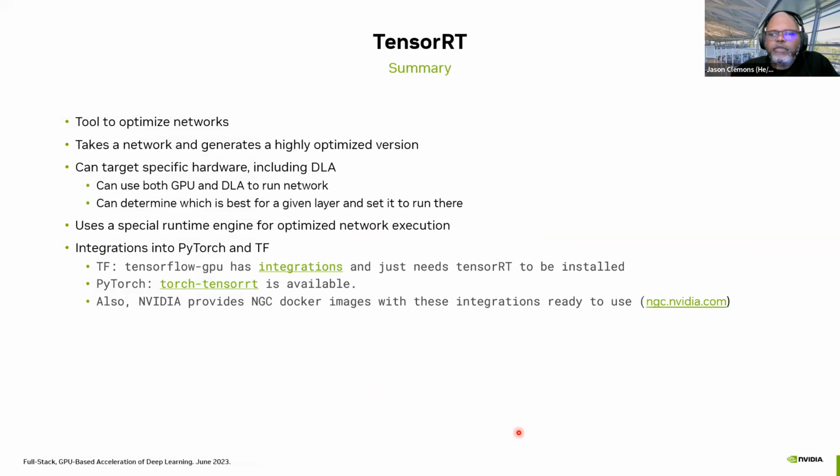As I mentioned before, it does a lot of optimization. It takes your network and generates a highly optimized version. One thing to keep in mind: if you want to use the DLA, I do recommend using TensorRT. It will do its best to generate that model. It even has a fallback where it'll say, I'm sorry, I can't run it on the DLA for whatever reason, so I'll run it on the GPU. It's very useful. So definitely see what you can do there if you're trying to use the DLA engine.